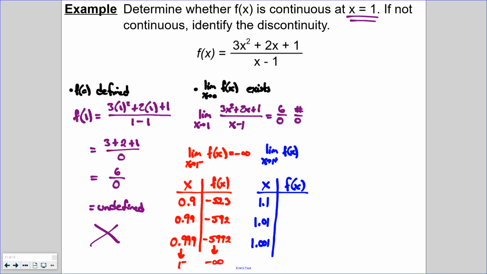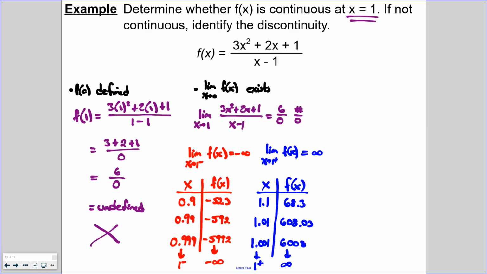And then if we do the same thing for the right-hand side, when I plug in 1.1 in my function, I get 68.3, 1.01, 608.03, and 1.001, I get 6,008. So as we approach 1 from the right-hand side, we can see that that height approaches infinity.